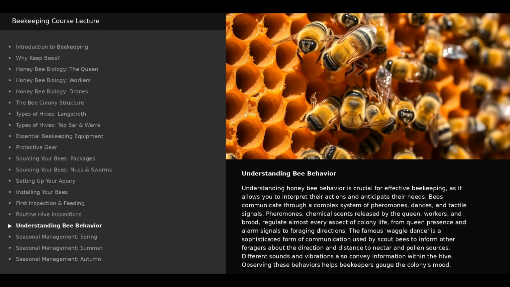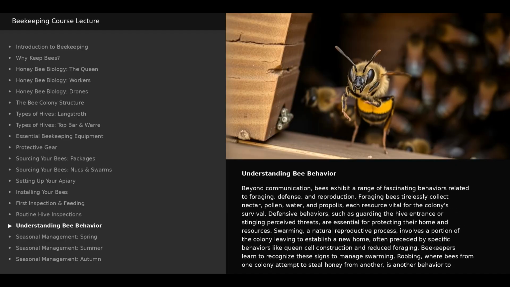For instance, a sudden increase in aggressive behavior might indicate a queenless colony or a pest attack. Learning to read your bees is an ongoing process that deepens your connection to the apiary. Beyond communication, bees exhibit a range of fascinating behaviors related to foraging, defense, and reproduction. Foraging bees tirelessly collect nectar, pollen, water, and propolis, each resource vital for the colony's survival.